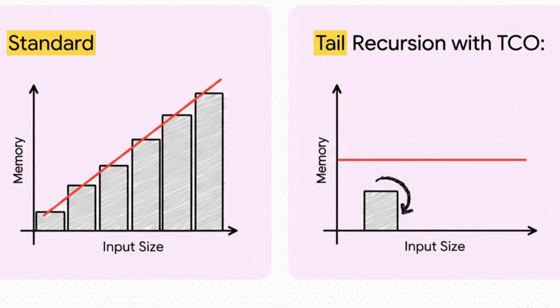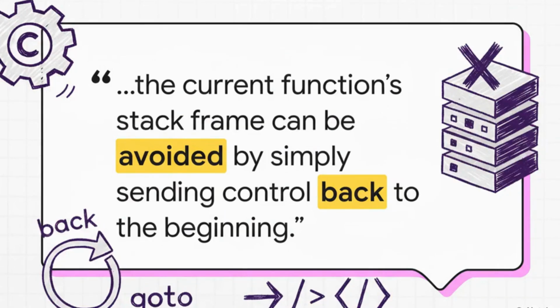It's the best of both worlds. This quote from GeeksforGeeks really nails it. The compiler can avoid making a new stack frame by simply sending control back to the beginning. So it's not really a function call in the traditional sense, it's more like a simple goto or a jump.